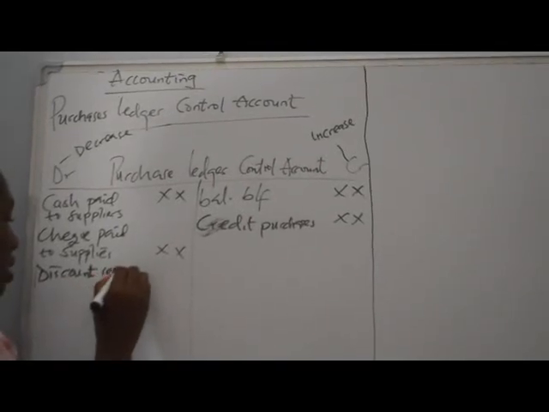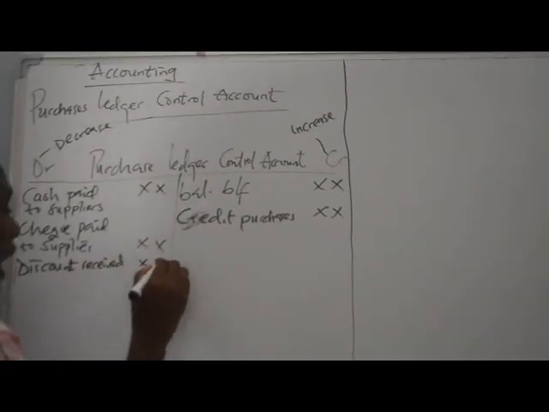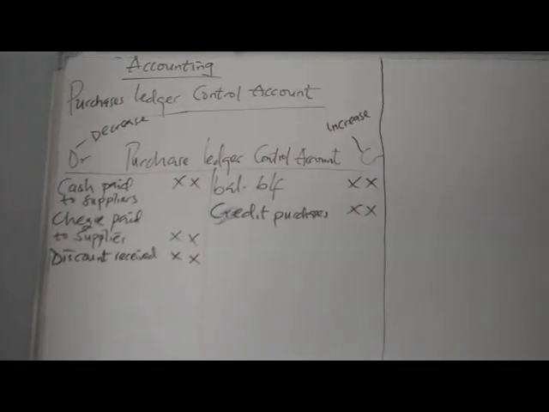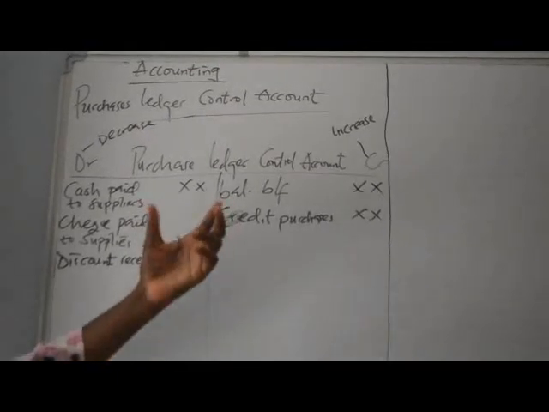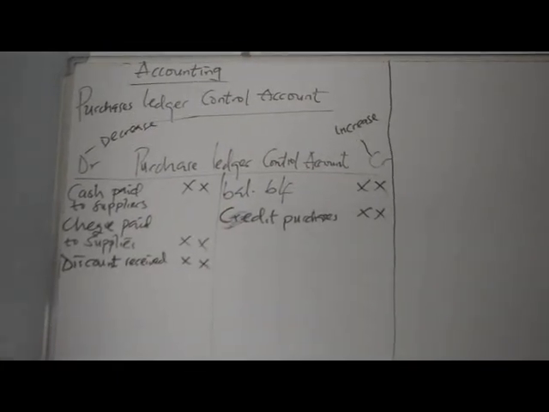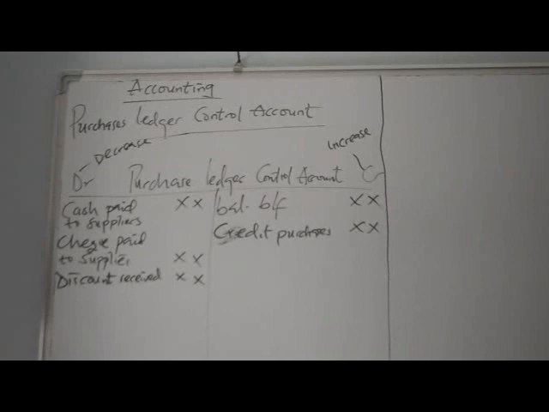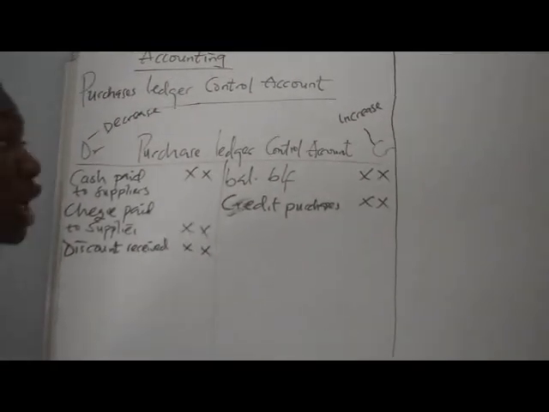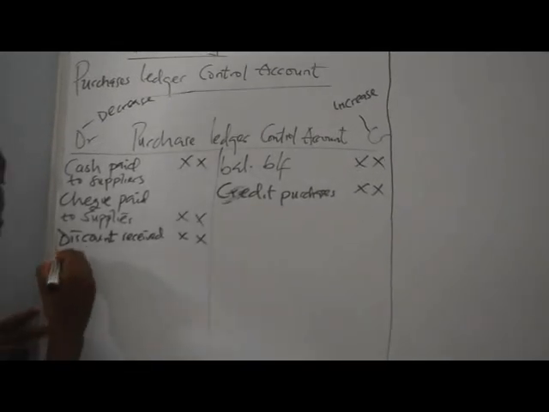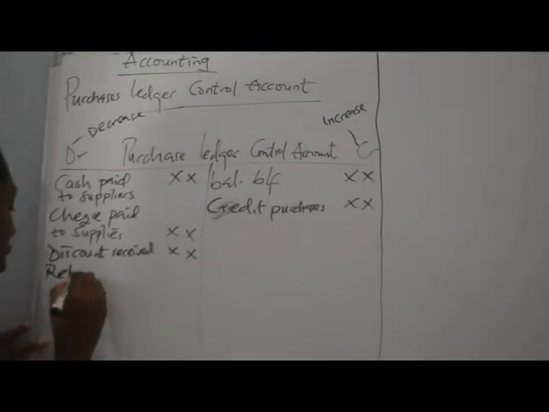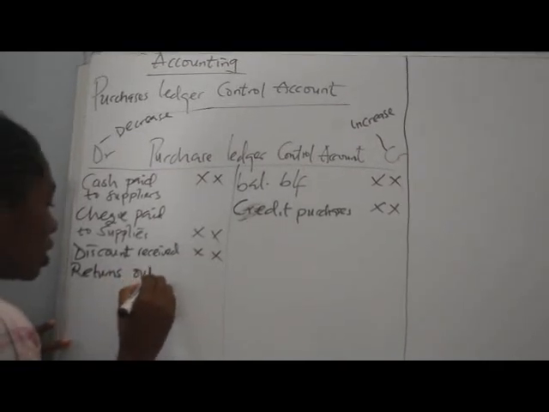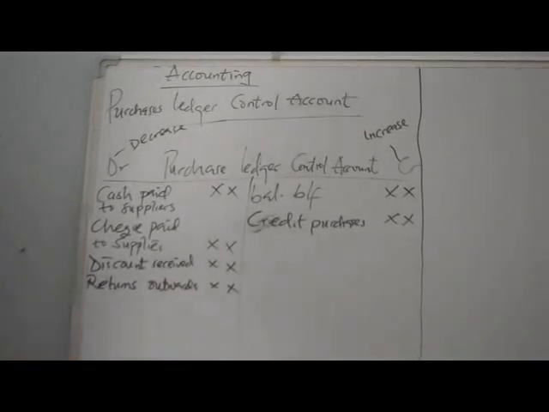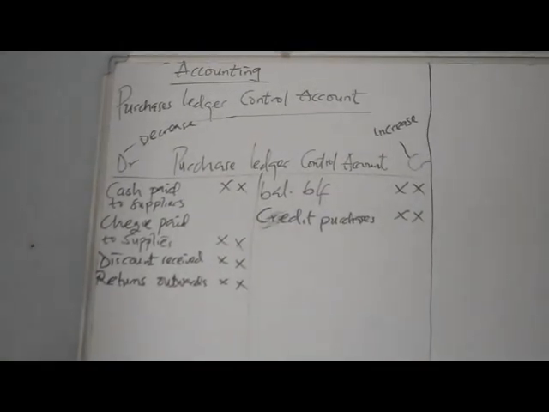Okay, our discount received will be debited, right? Then we also have our returns outward. Now when the business buys goods and they're not satisfied with the product, they also have the right to return it back to the suppliers. Our returns outward will reduce the money owed, okay, the money you are owing your suppliers. So we'll be debiting our returns outward, right? Debiting our returns outward.